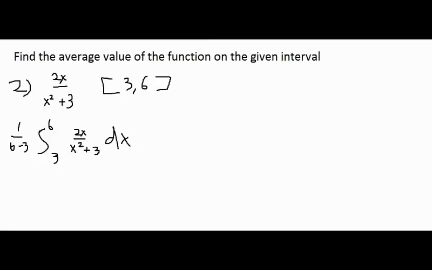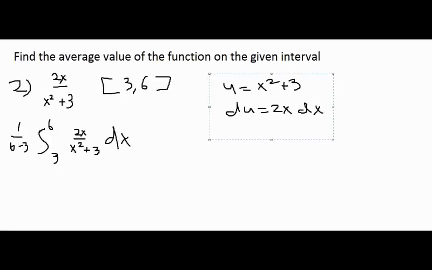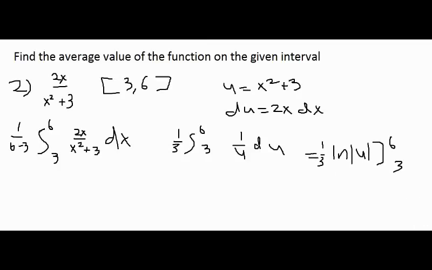And in order to solve this, we're going to need to use u substitution. So for this problem, I set u equal to x squared plus 3 and du equal to 2x dx. This allows us to make the substitution 1 over 3 times the integral from 3 to 6 of 1 over u du. And we know that the integral of 1 over u du is equal to the natural log of the absolute value of u, from 3 to 6, and still don't forget the 1/3.